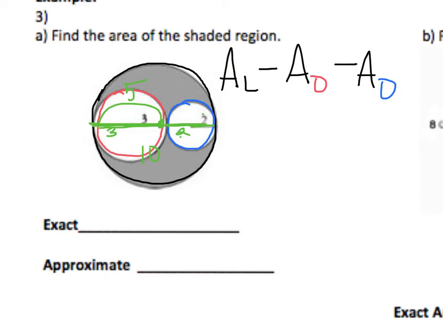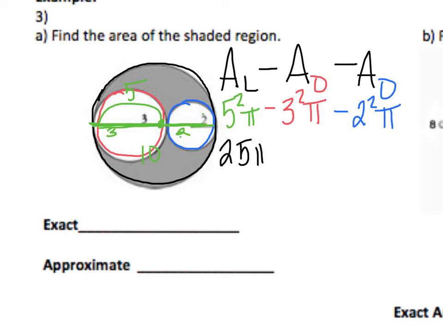So then I would go and find the area of the circle, so 5 squared times pi. And then the area of the small red circle would be 3 squared pi. And the area of the blue circle would be 2 squared pi. So then we'd have 25 pi minus 9 pi minus 4 pi.